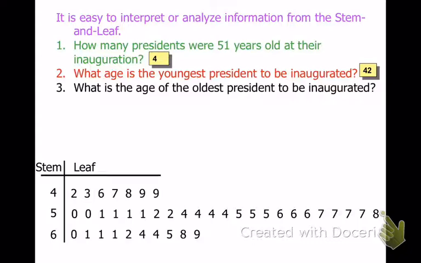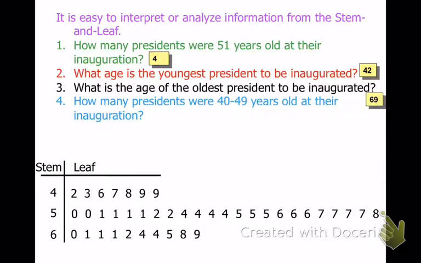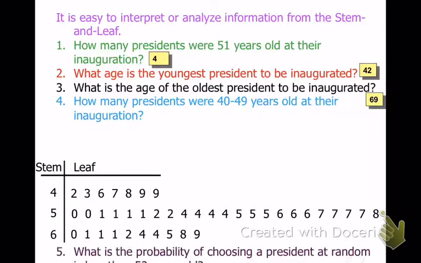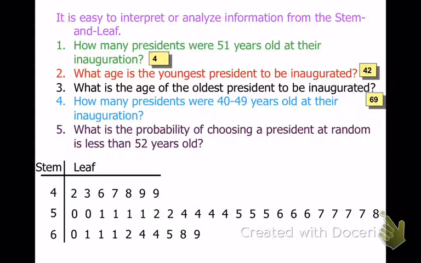What is the age of the oldest president? Look at the bottom of the data on the right. We have 69. And how many presidents were between 40 and 49 years old? So we can count all of them on the 40s row, and that is going to give us 1, 2, 3, 4, 5, 6, 7.